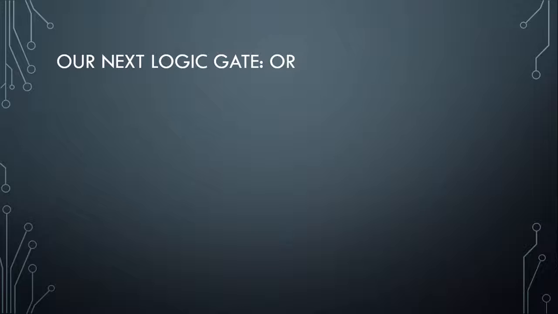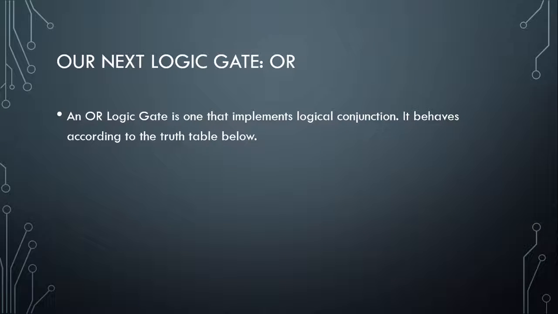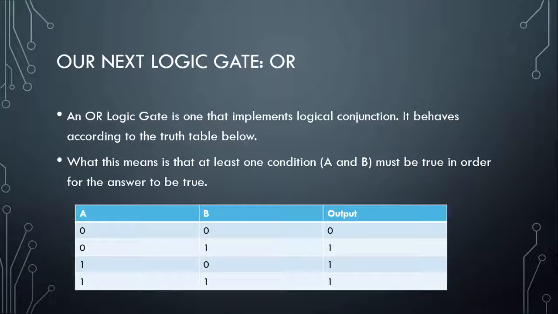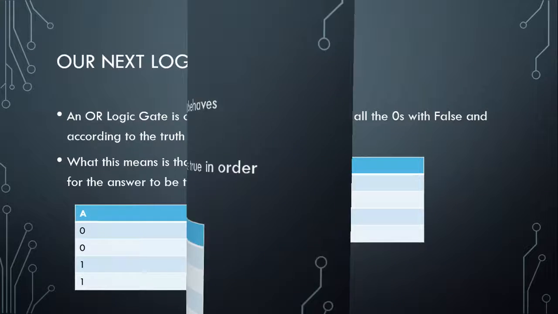So our next logical gate is or, and an or logic gate is one that implements a logical conjunction and behaves according to the truth table below. What this means is that at least one condition, A and B, must be true in order for the answer to be true. And here's our truth table, so if you look, you can see that when A is 0 and B is 0, the output is 0. When A is 0 and B is 1, the output is 1. When A is 1 and B is 0, output's 1, and when they're both 1, output's 1.